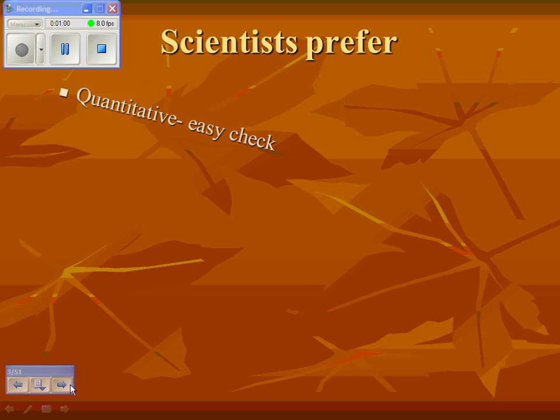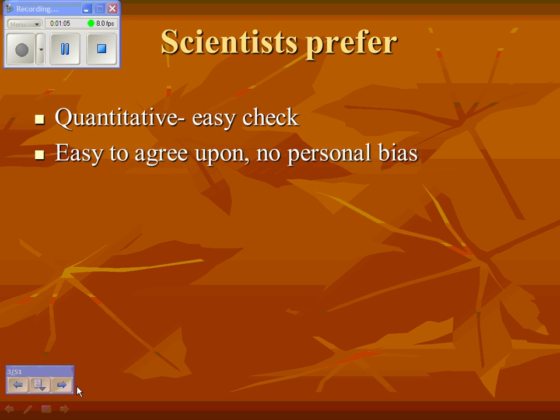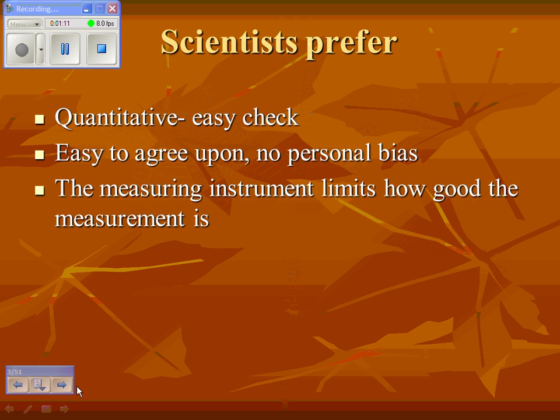Scientists mainly prefer quantitative because it's easy to check, it's easy for us all to agree upon. It's a set scale, so we're not as concerned with how subjective it is.